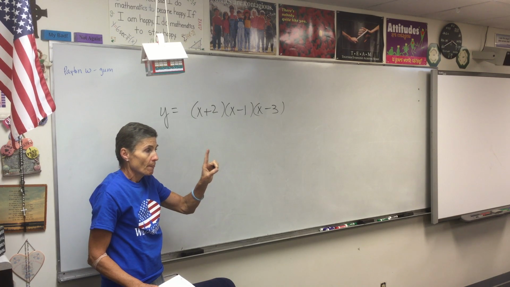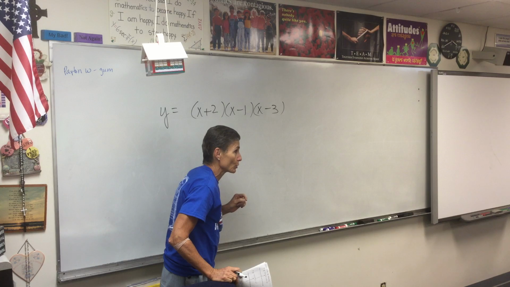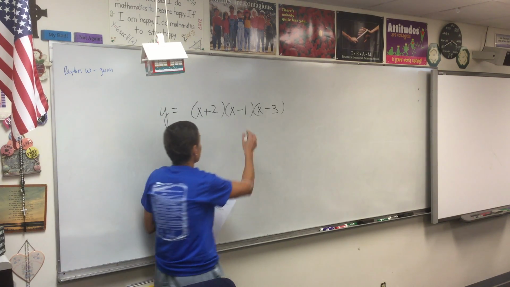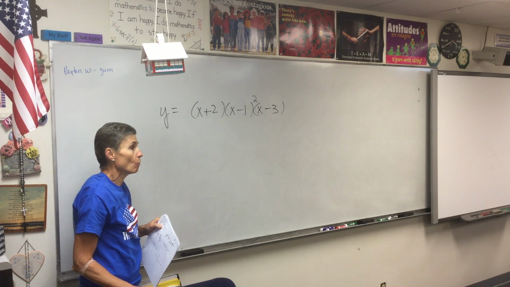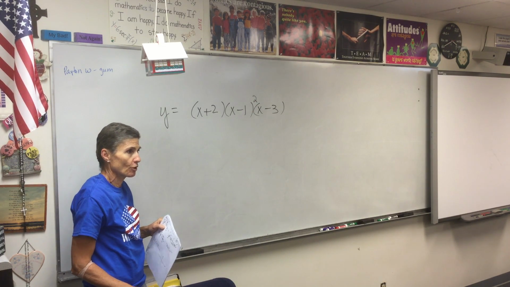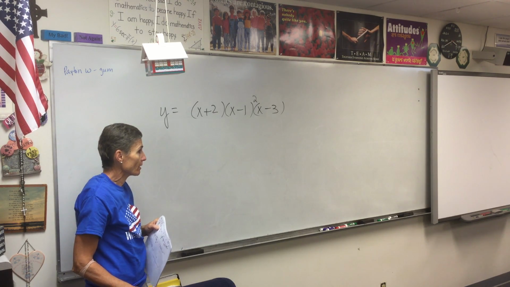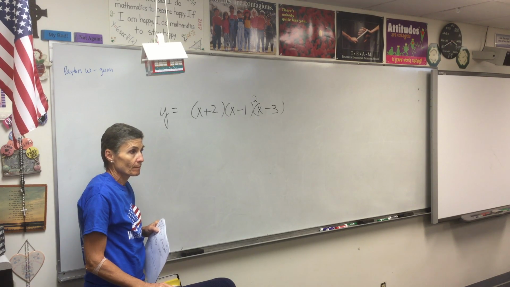Now, do any of those parentheses have powers on them? Let's see. The x minus 1 has a square. How does Ethan know from looking at the picture that the x minus 1 has a square? Because the picture bounces off at that point. Okay?